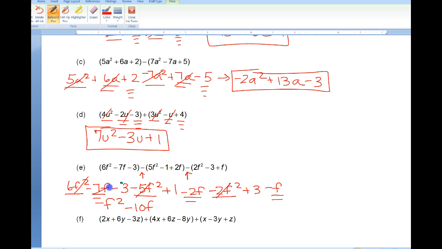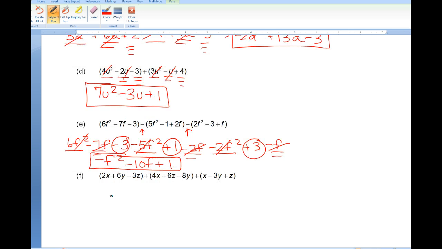And once I'm done with those, I can cross them out, and then all I have left are my whole numbers. Negative 3, positive 1, and positive 3. So negative 3 and positive 3 becomes 0, and 0 plus 1 is 1. So here we have our answer to example E.